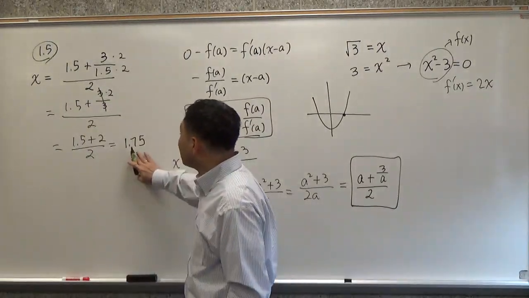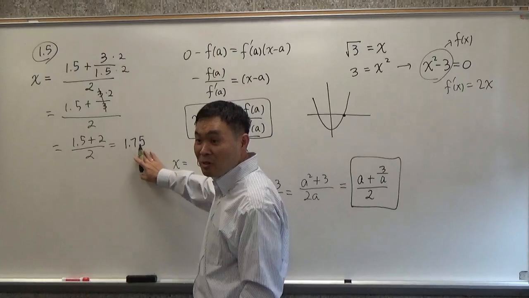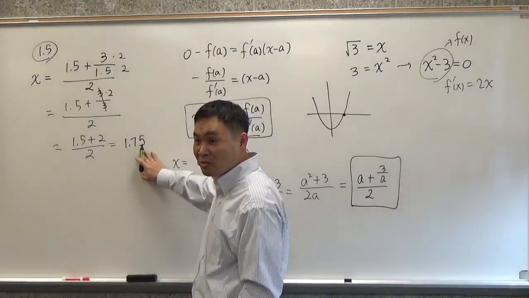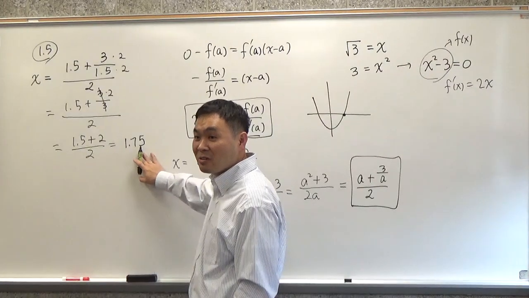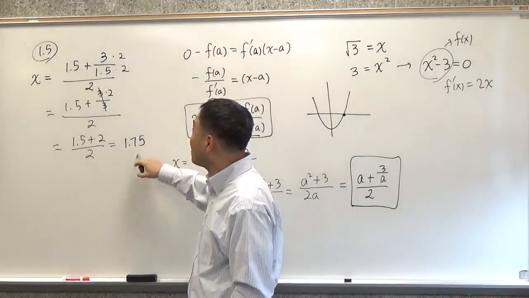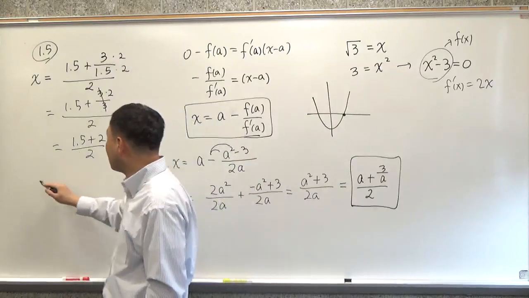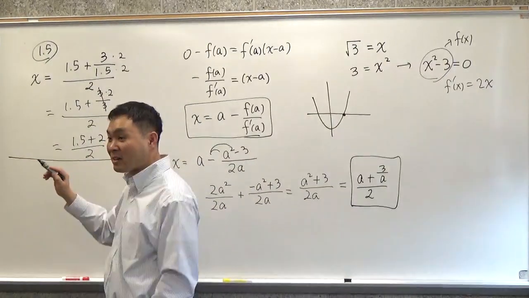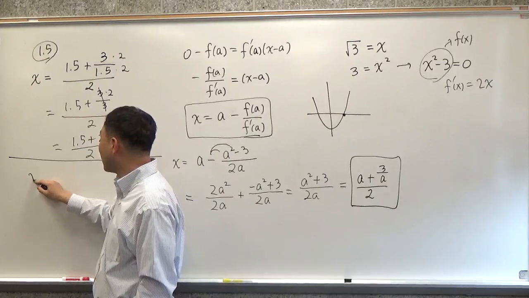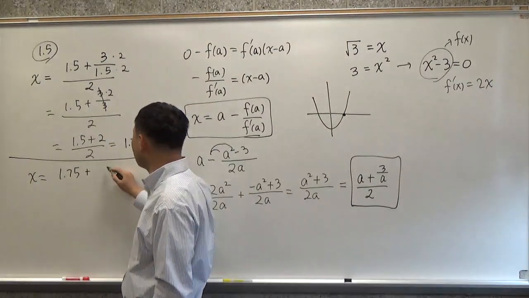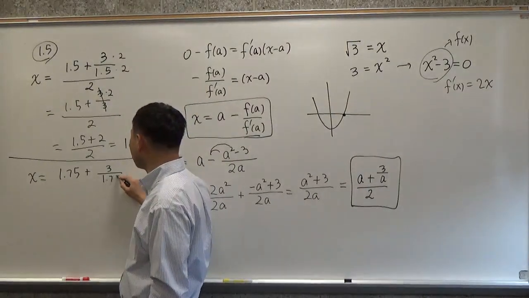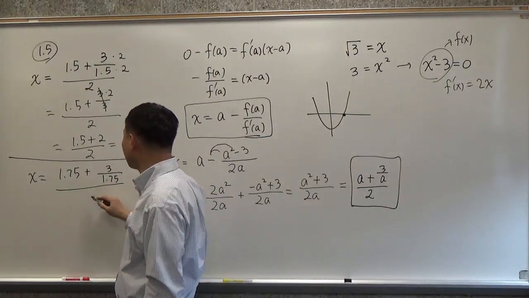Okay, and then I claim that this is a much better approximation to the square root of 3 than before. What should you do if you want to improve this even more? Plug it in again. Yeah, 1.75. So for the next better approximation, we're going to do x equals 1.75 plus 3 divided by 1.75, over 2.